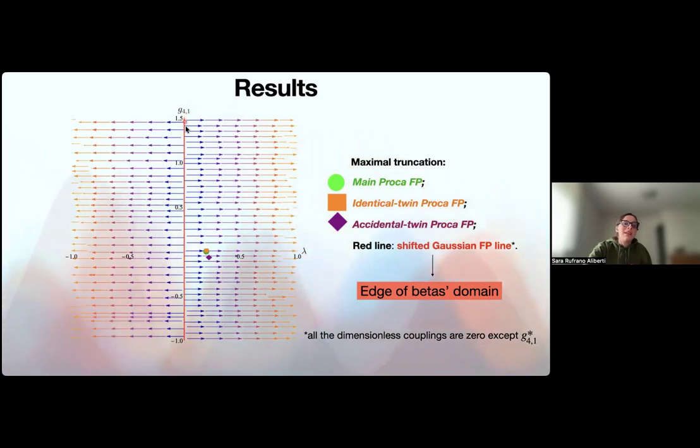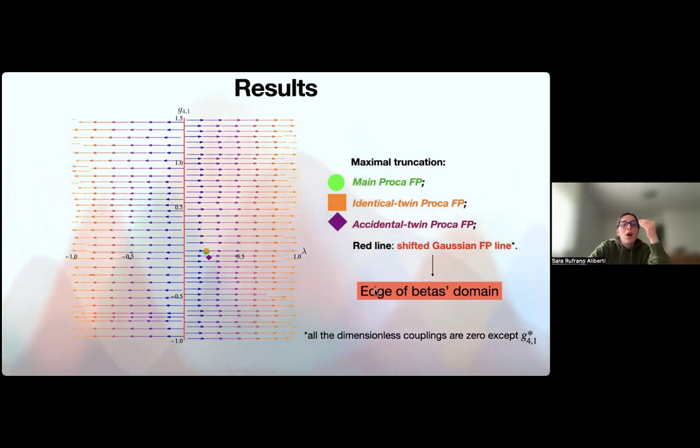And in particular, the red line is the shifted Gaussian fixed point line, characterized by all the dimensionless couplings set to 0, except for G41 that can assume any value. In particular, this line acts as both singular line and shifted Gaussian fixed point line, because this line is at the edge of the betas domain due to the fact that all the dimensionless couplings are zero, and so inside all these couplings set to zero, there is also G2. So the same considerations that I've made before apply to this case.